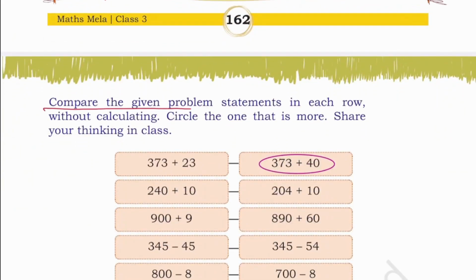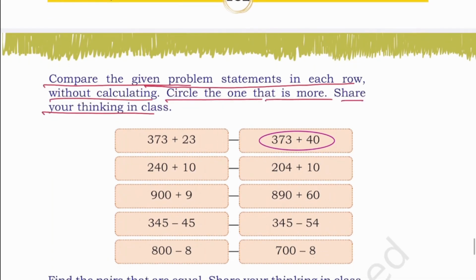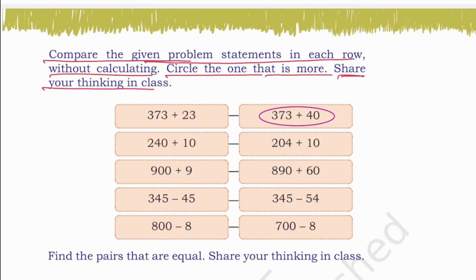Compare the given problem statement in each row without calculating. Circle the one that is more. Share your thinking in the class. For example, 373 plus 27 will give you which is more. The number which is more should be encircled. For example, this is more, that is 373 plus 40.